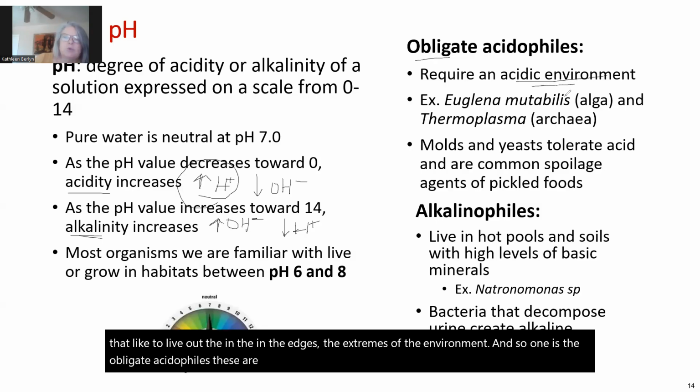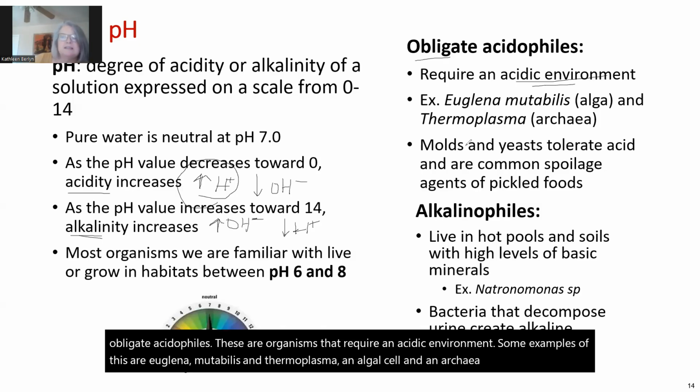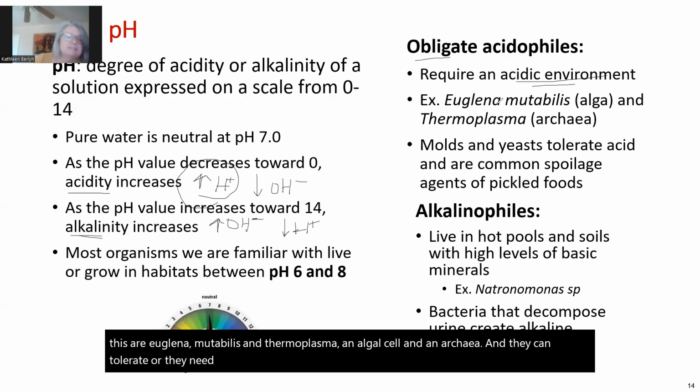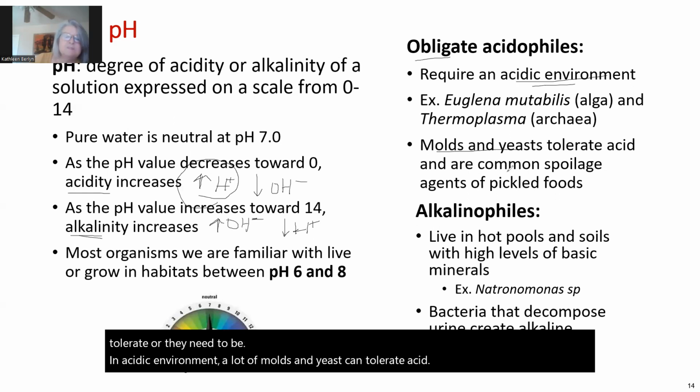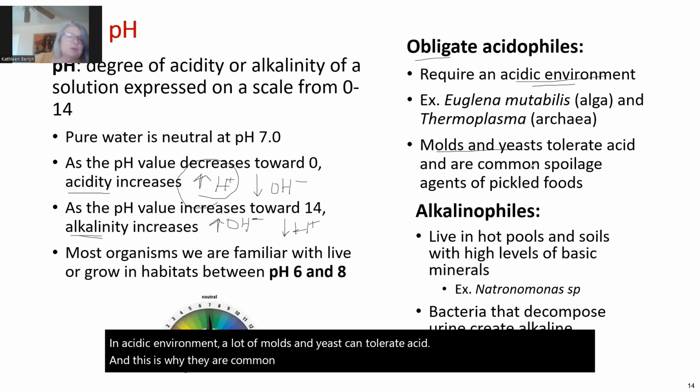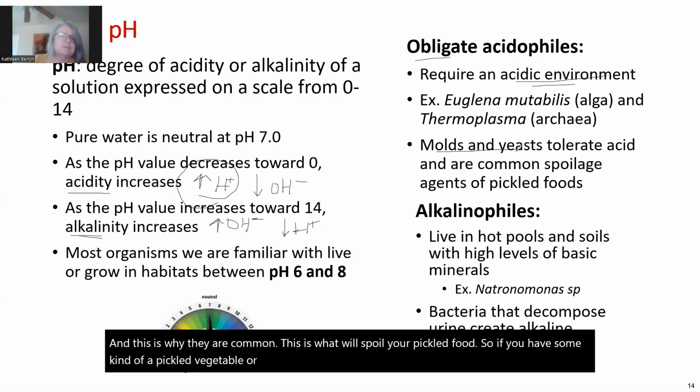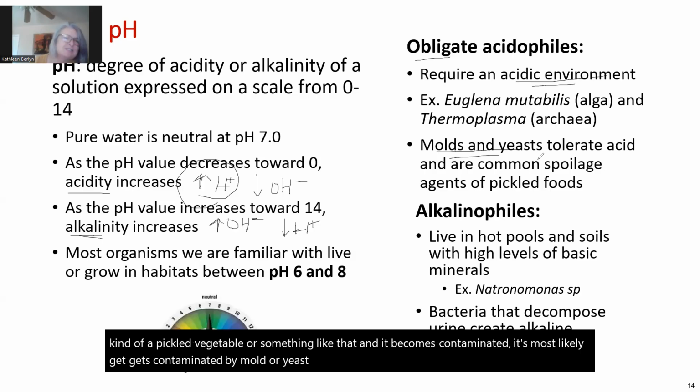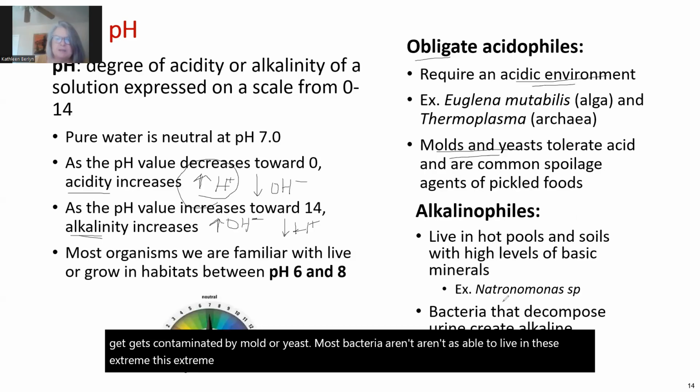These are organisms that require an acidic environment. Some examples of this are Euglena mutabilis and Thermoplasma, an algal cell and an archaea. And they can tolerate, or they need to be in, an acidic environment. A lot of molds and yeast can tolerate acid, and this is why they are common. This is what will spoil your pickled food. If you have some kind of a pickled vegetable and it becomes contaminated, it most likely gets contaminated by a mold or a yeast. Most bacteria aren't as able to live in this extreme acid condition.